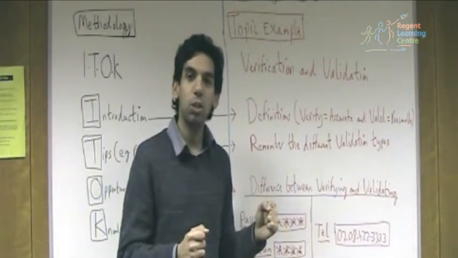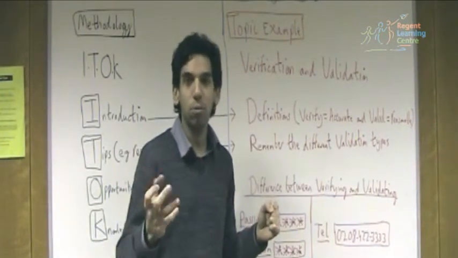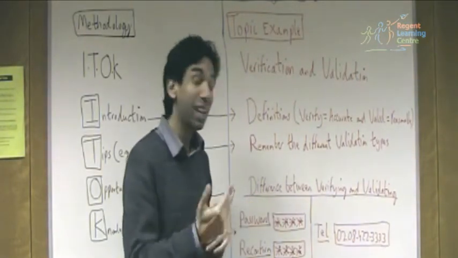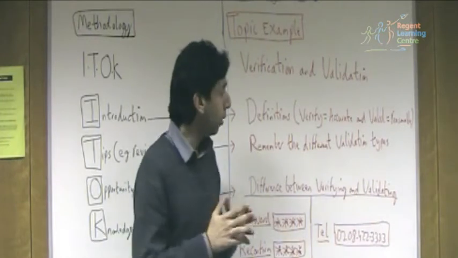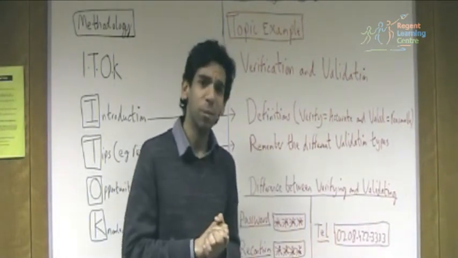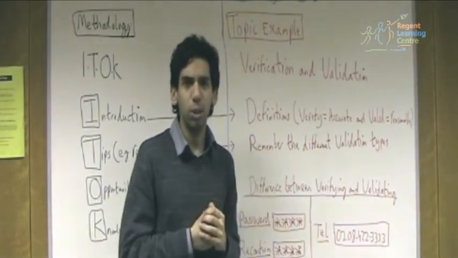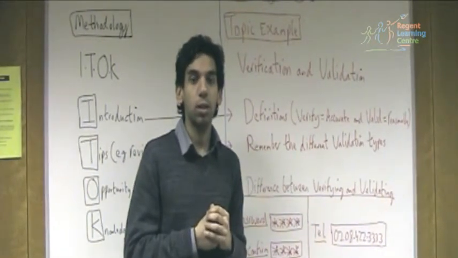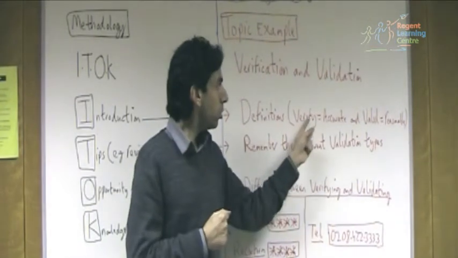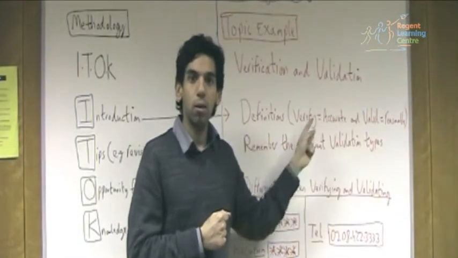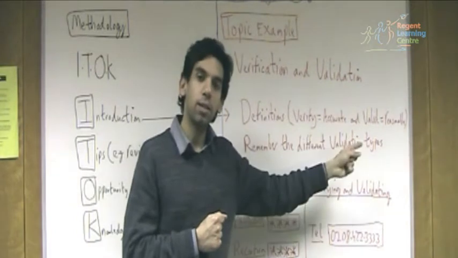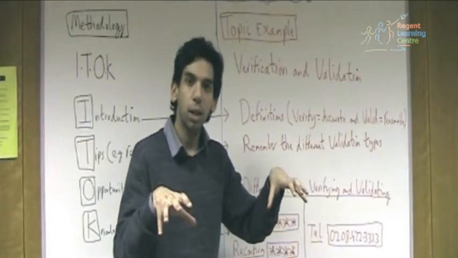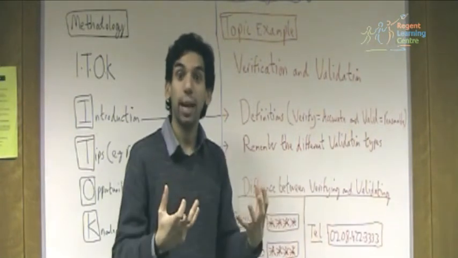Verifying something means you're making sure, in IT terms, that the data you enter onto the computer is accurate. On the other hand, when you take a look at validating something, you're entering data onto a computer, but the data you enter has to be ensured that it is reasonable. So these are two types of systems: a verification system and a validation system. Both systems are designed to monitor and look into the data that the user enters.